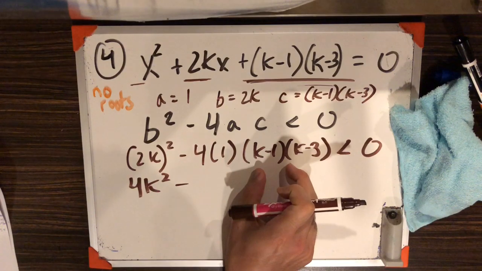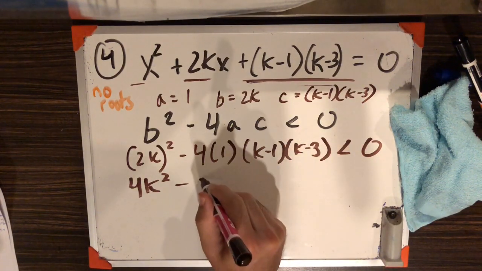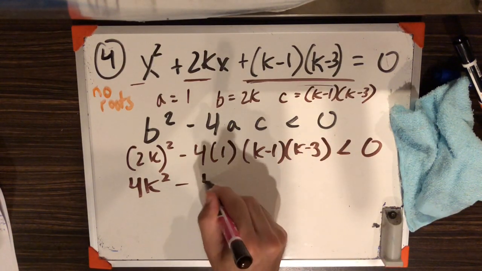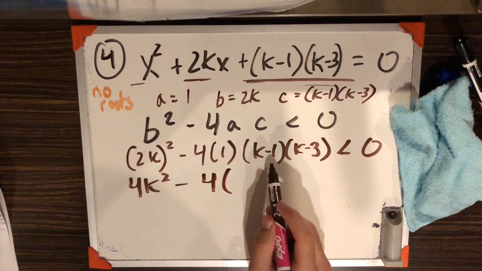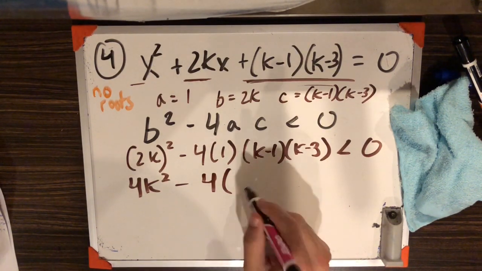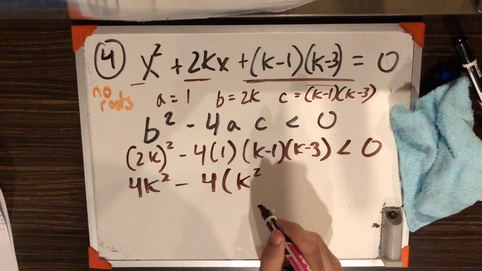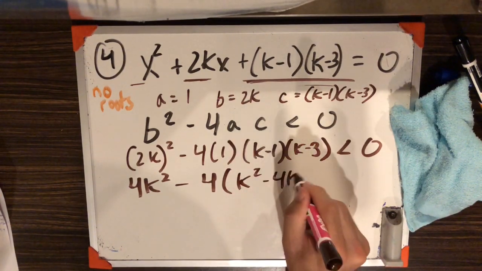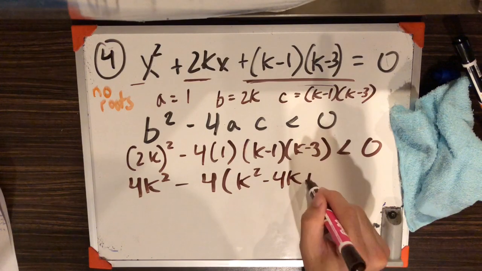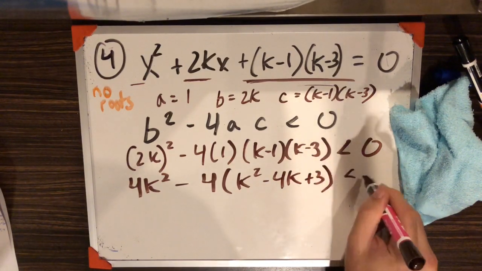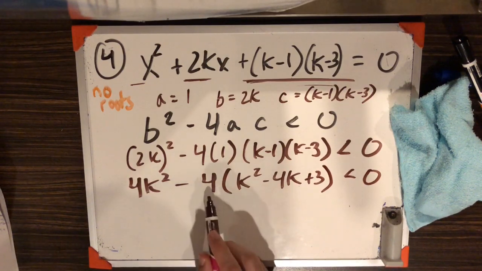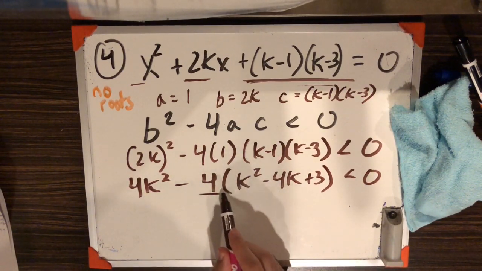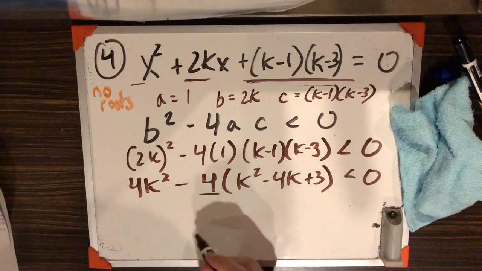I'm going to FOIL this real quick, okay? So negative 4 times 1 is just negative 4. Let's FOIL this, okay? First, outside, inside, last. I should end up with k squared minus 4k plus 3. Again, that's all less than 0. Let's keep simplifying, okay? So negative 4, this value, distributes to this term and this term, right?